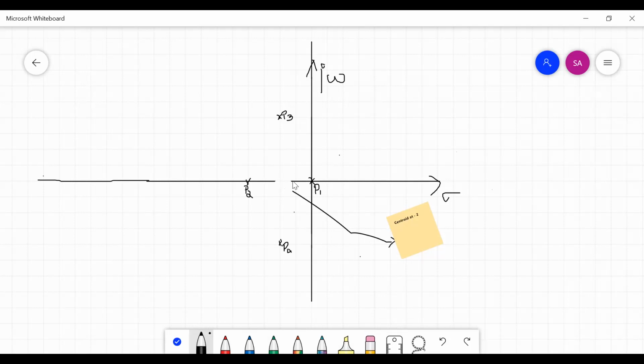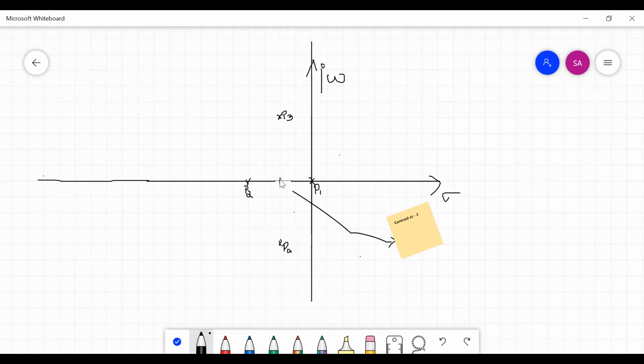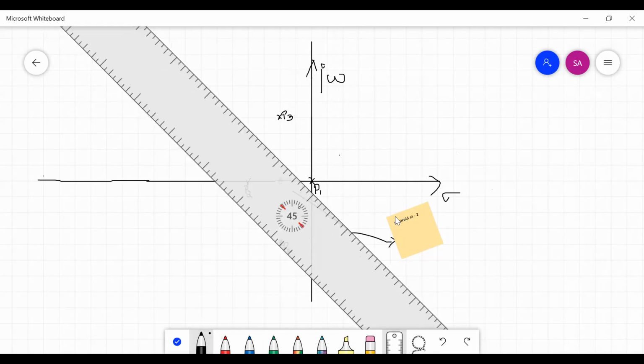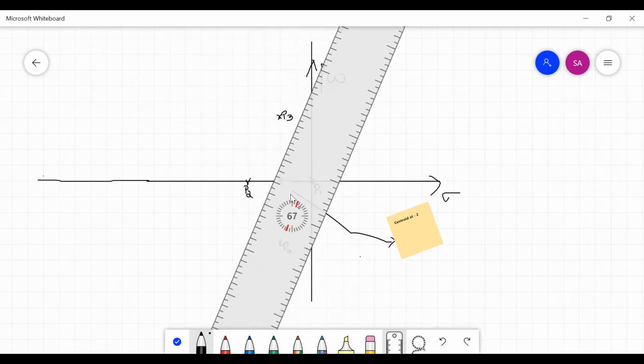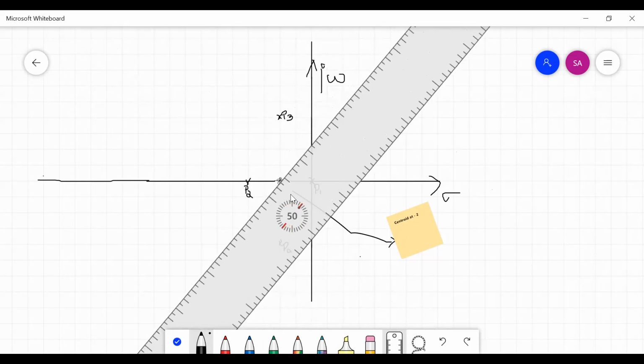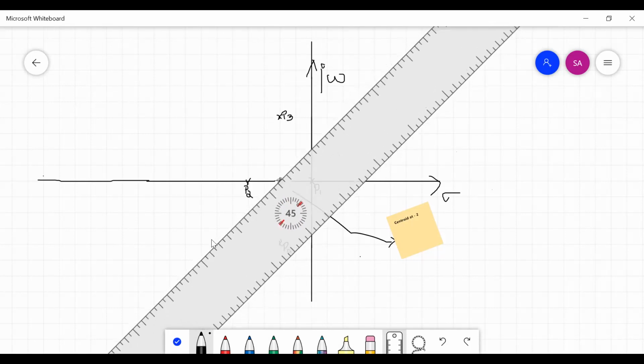Just draw the line. But at -2, what do we have? We have a centroid. At -2 we have a centroid. So now keeping the angle, what is the angle? It has to be 45 degrees, isn't it? From the centroid, what were the angles that we got? It was 45 degrees. Now mark the asymptotes.